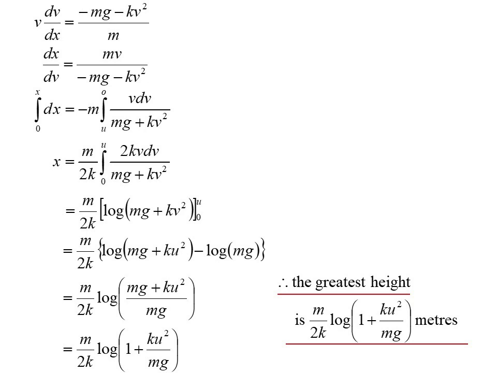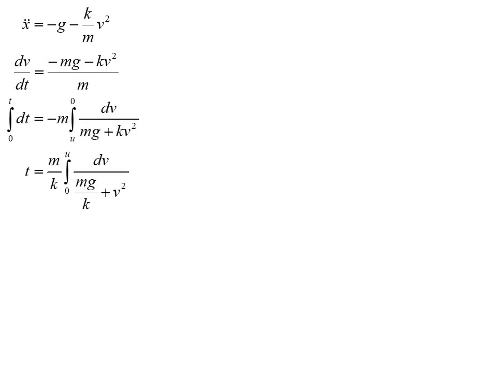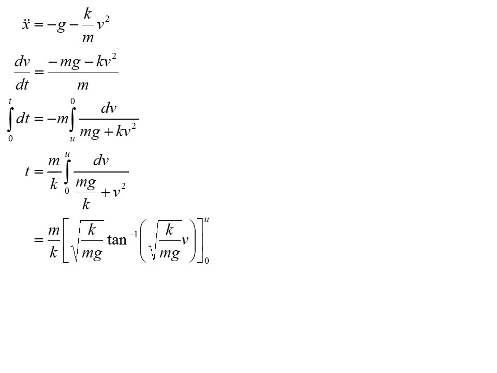But we still haven't finished the question, because we now need to find the time it takes to get there. So now I will say acceleration is dv by dt. We get a slightly different thing to integrate. Now we get some inverse trig. And look at the a squared on this, mg on k. So don't forget your 1 on a out the front there.